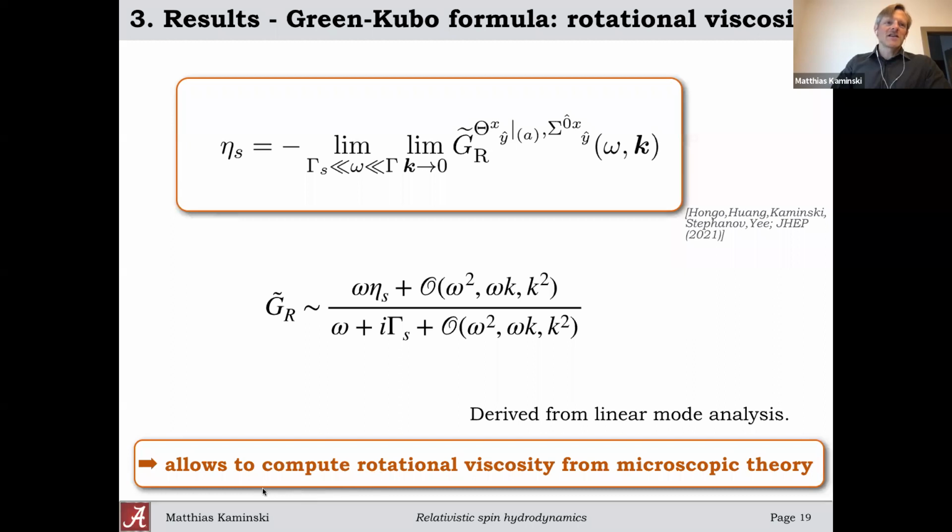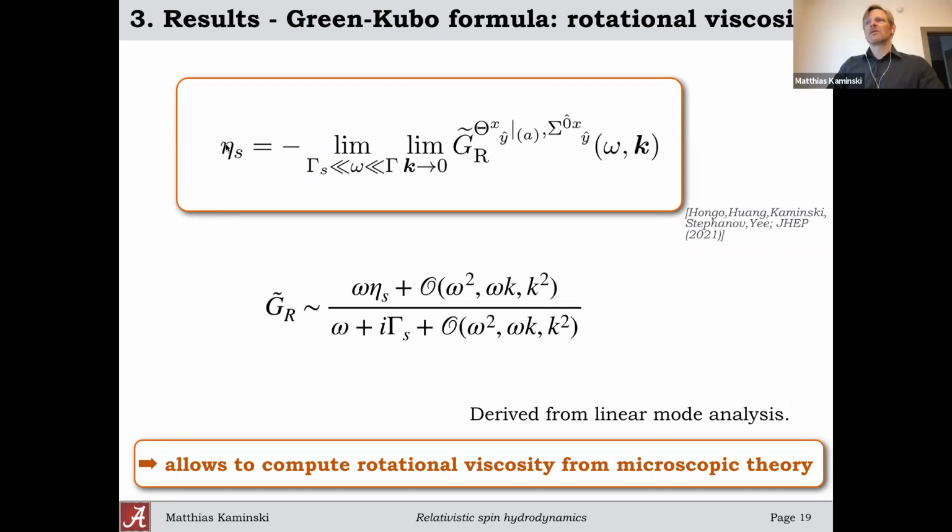The nice thing here is that this now allows us to compute rotational viscosity from microscopic theories. If we have QCD and can calculate this correlator between the two currents, the XY component of the energy momentum tensor in QCD and the 0xy component of the spin current, then we can plug whatever our QCD result is, probably in perturbative QCD, in here and take this type of limit. That gives us a value for the rotational viscosity, which governs the spin relaxation in this description.